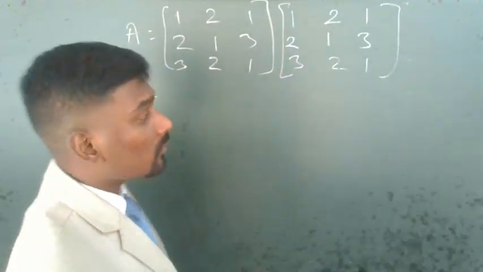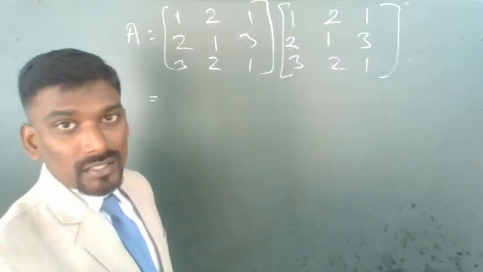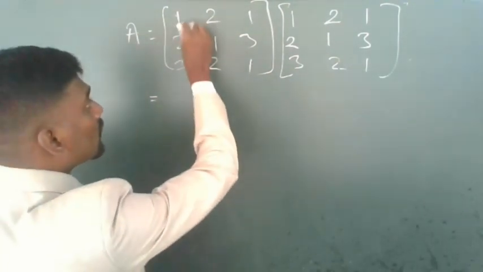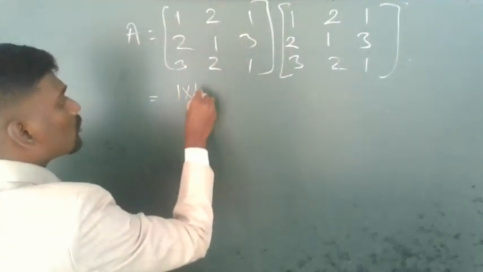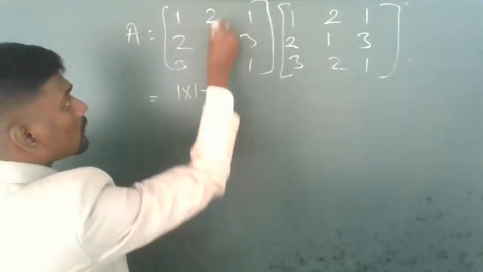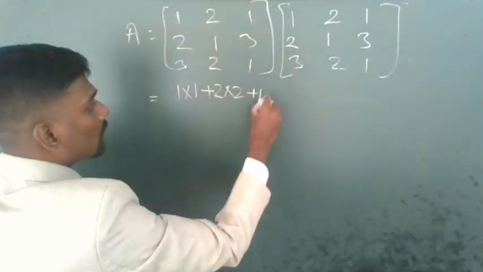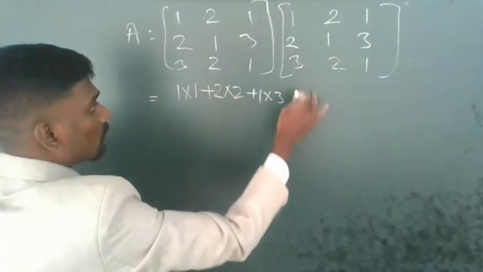Now look here carefully. Those who are in 10th standard and 11th standard, this chapter is new for you, but for PUC and 12th standard, it will already have been taught. Now, this will be 1 into 1 plus 2 into 2 plus 1 into 3. Okay, now this first column is over.